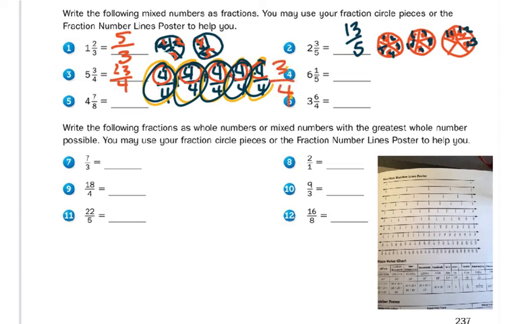So I'm going to do the same thing for number 4. I'm going to say that there are fifths, right? 6 of them. 1, 2, 3, 4, 5, 6 whole circles that are filled in with fifths and 1/5 more. So if I just take 1, 2, 3, 4, 5, 6, 6 times 5 is 30, plus 1 more is 31/5.